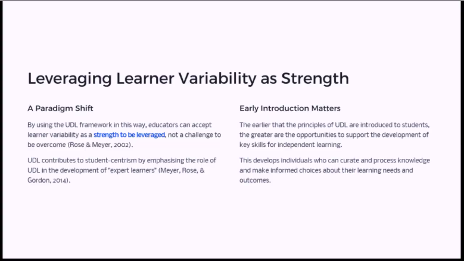In addition to providing a design framework, universal design for learning also contributes to the construct of student-centrism by emphasising the role of universal design for learning in the development of expert learners. The earlier that the principles of universal design for learning are introduced to students, the greater are the opportunities to support the development of these key skills for independent learning. This aligns to a previous video we looked at in which self-regulated learning is on a continuum and we need to scaffold the journey from dependent to independent learner.